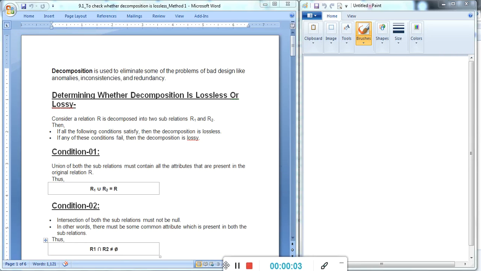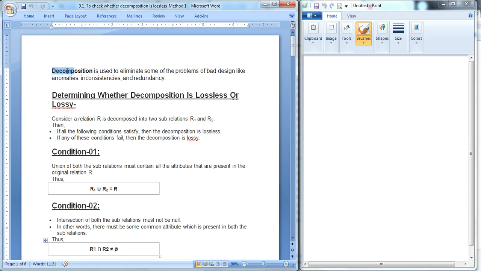Hello everyone. Now in this lecture we will learn the next concept, that is, how to determine whether a decomposition is lossless or lossy. Now what exactly is decomposition? It is used to eliminate problems of a bad design, like anomalies, inconsistency or redundancy, from the table.